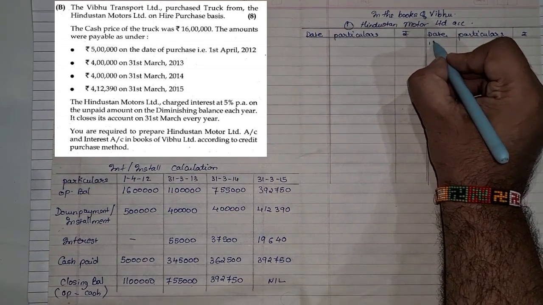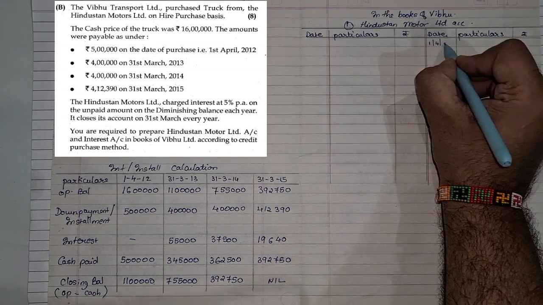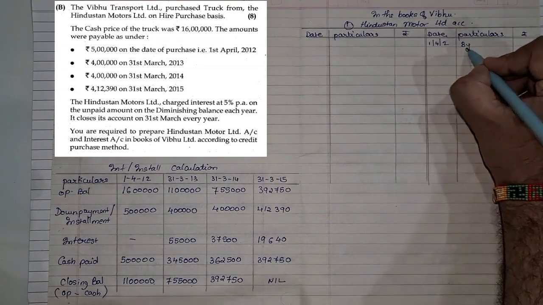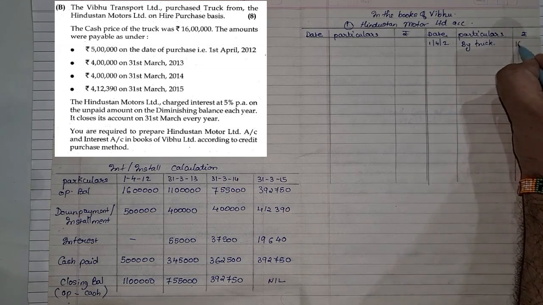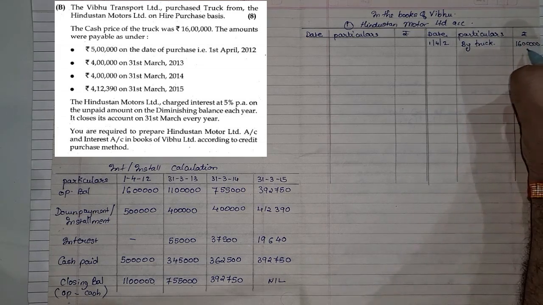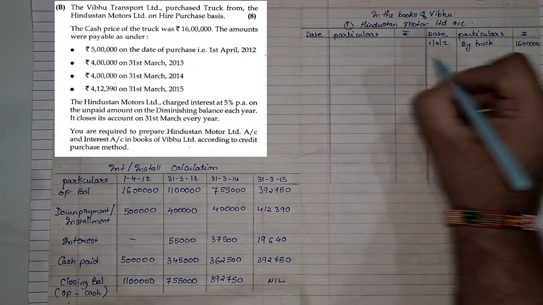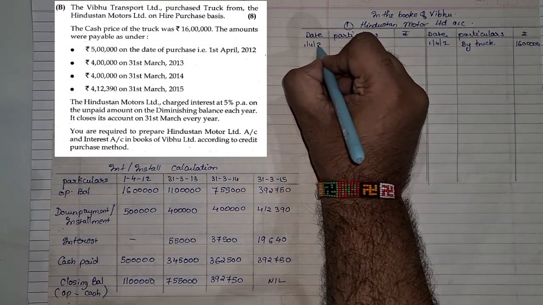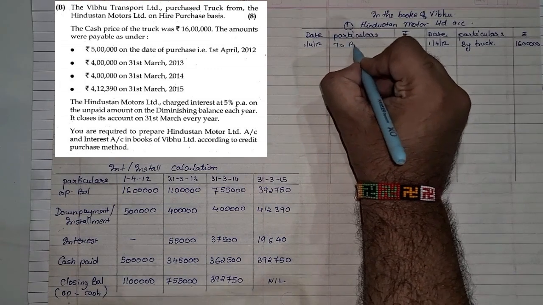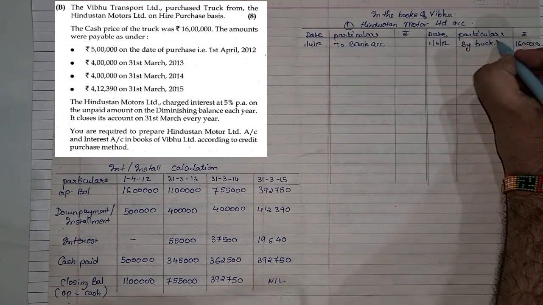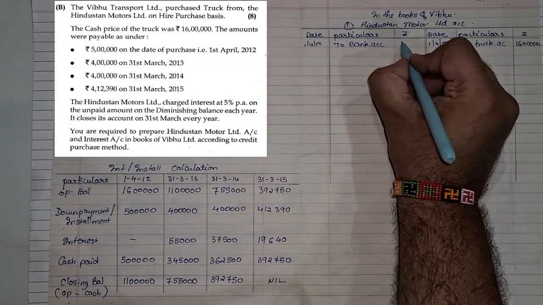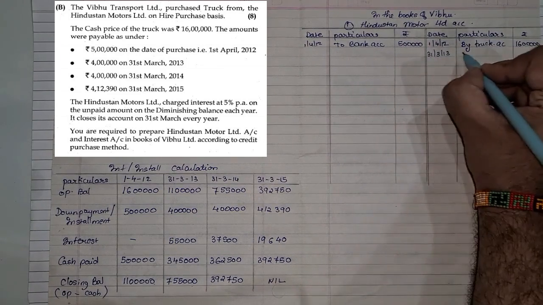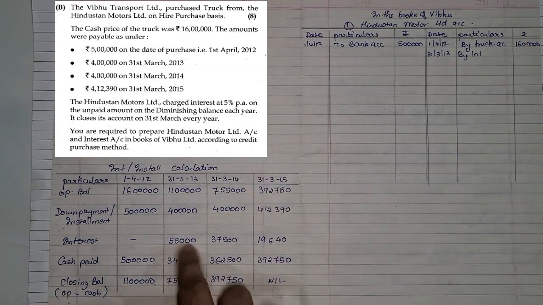on 1st April 2012 we bought a truck. So I'll write here, by truck, 16 lakhs. Okay, we bought a truck for 16 lakhs. Now on the same day, 1st April 2012, we made a down payment to bank account. Look at this account. To bank account we made a down payment of 5 lakhs. Now on 31st March 2013 we were charged with interest.